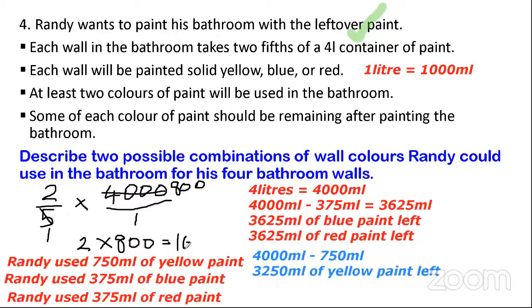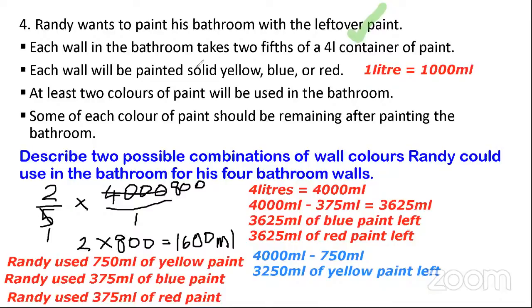So we all should have this workout here in our books. All right. So with that said, it says that each wall will take 1,600 milliliters of paint. We know how much paint is left over. Now we can go to the third point.